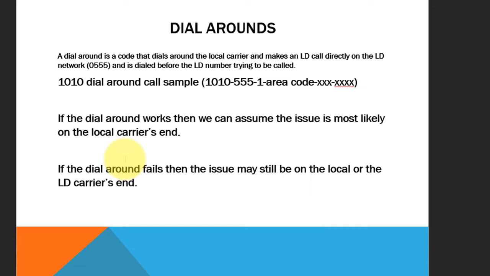Basically what we're doing is we're sending both call samples to the switch, and we have evidence that one works with dial arounds and one doesn't. And so the translations reps over the switch are going to look at those calls, and they're going to look into it and see why the one without the dial around is failing.